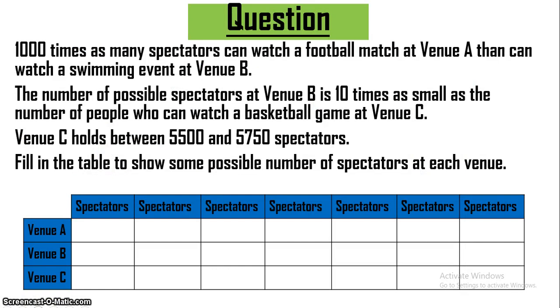This is the question. 100 times as many spectators can watch a football match at venue A than can watch a swimming event at venue B. The number of possible spectators at venue B is 10 times as small as the number of people who can watch a basketball game at venue C. Venue C holds between 5,500 and 5,750 spectators. The question: fill in the table to show some possible number of spectators at each venue. This is the table. You have 7 columns to fill in for spectators, and you have the row for venue A, venue B, and venue C.